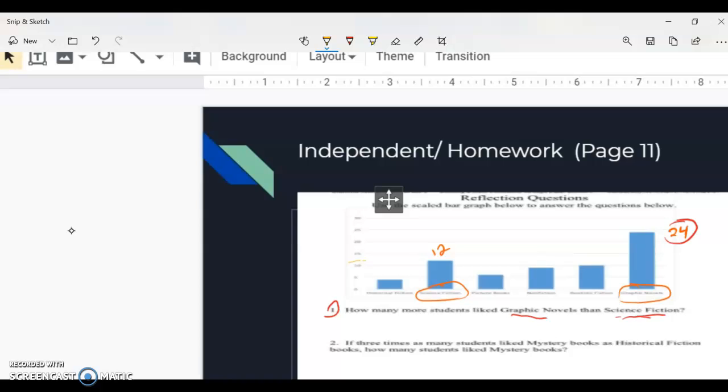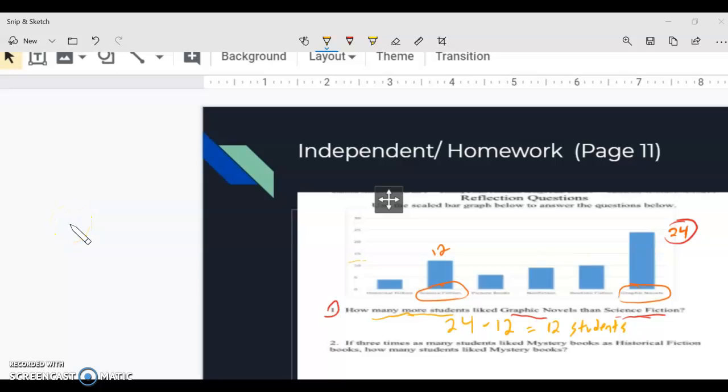Okay, so now the question is, how many more like graphic novels than science fiction? When you hear the term how many more, you should be thinking, okay, what's the difference between those two? To find the difference in this situation, you take the higher number and you subtract the lower number. So you've got 24 minus 12 equals 12 students. So your answer to number one is going to be 12 students.